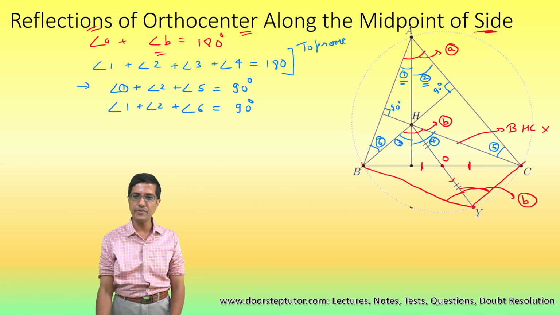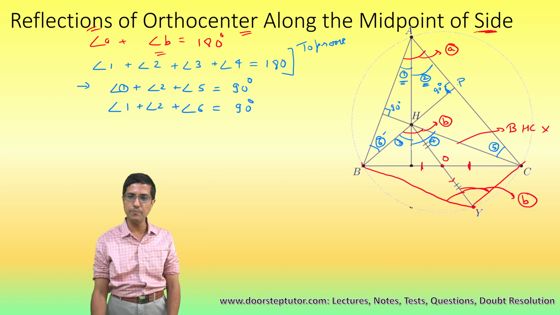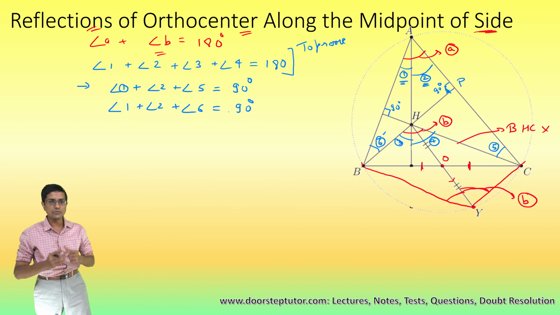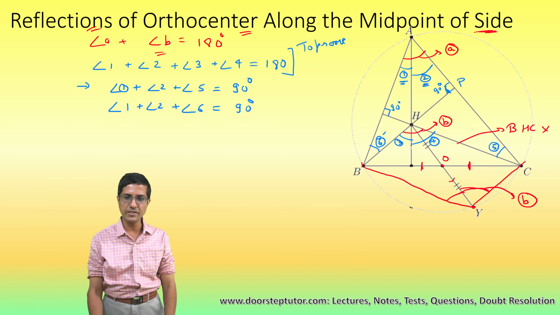This is 90, in this triangle this angle is 90. So the sum of this angle plus this angle plus this angle in the triangle ABP should be equal to 90 degrees as well. So I have these two equations. Now I'll use a small trick, if you will.